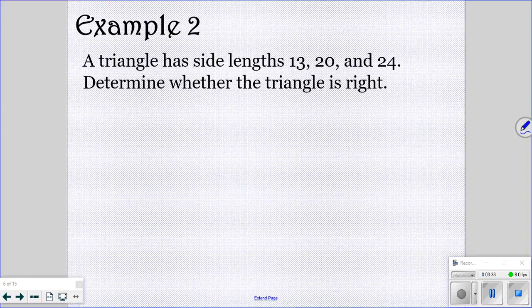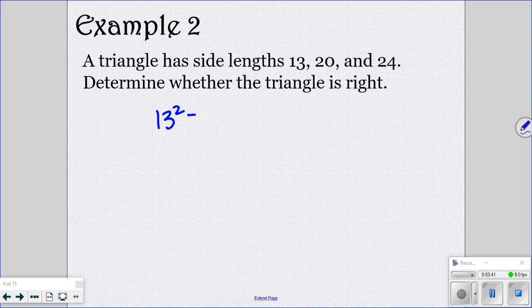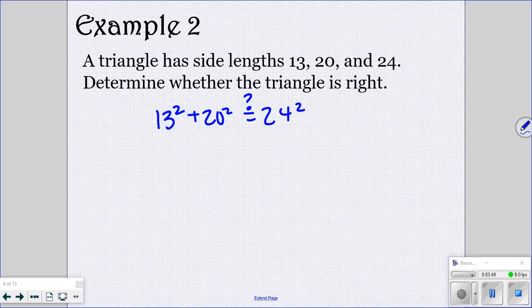So we have a triangle with side lengths 13, 20, and 24, and we want to determine if it is a right triangle. So all you're going to do is set the two smaller numbers squared equal to the bigger number squared. And you put a little question mark over the equal sign. And you want to try and figure out, are they the same? If they are, then it's a right triangle. And if they're not, then it's not a right triangle.